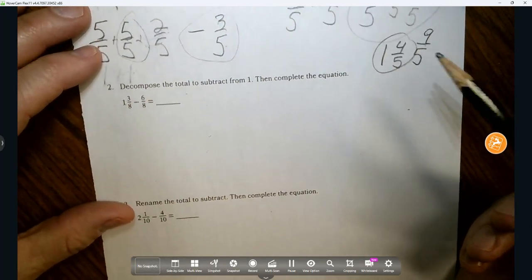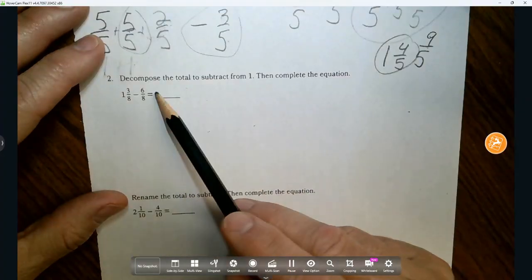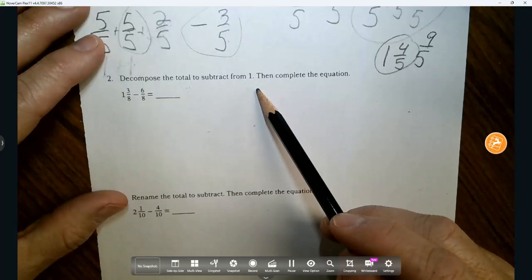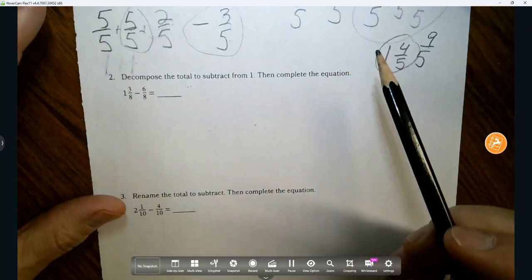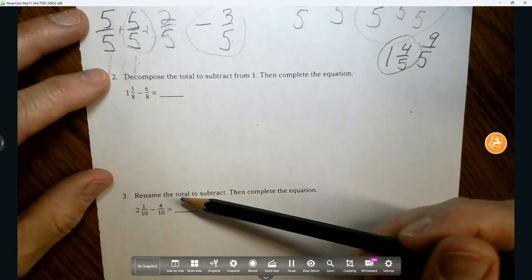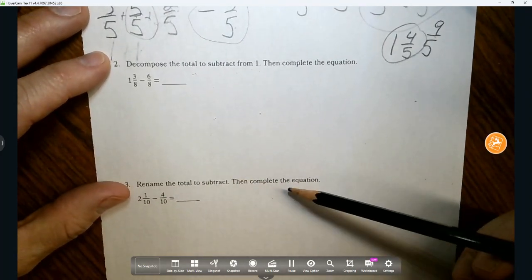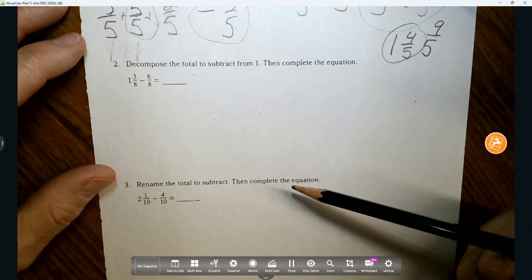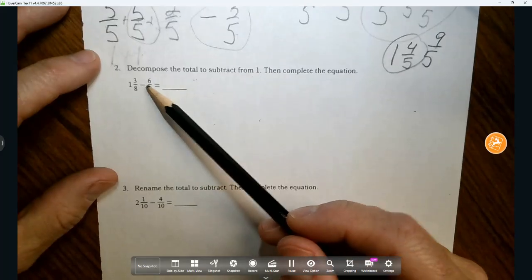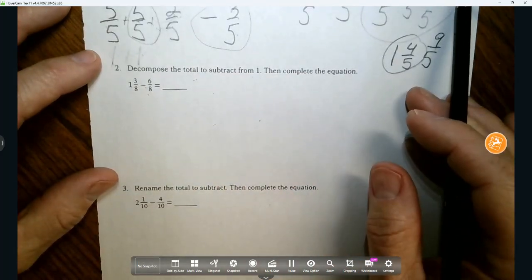All right. We're going to look at this one. Decompose the total to subtract from 1. So it's the same thing. Like sometimes rename the total to subtract complete. It's just sometimes the stuff they give you, like the wording. Look, it's a subtraction problem. They show us a subtraction problem. Let's just use a subtraction problem, all right?